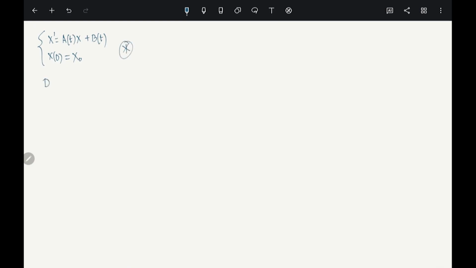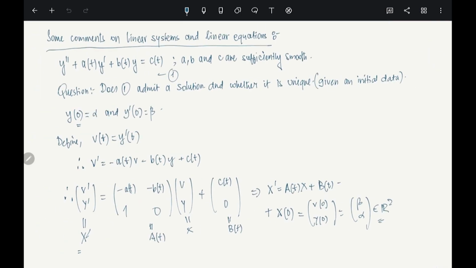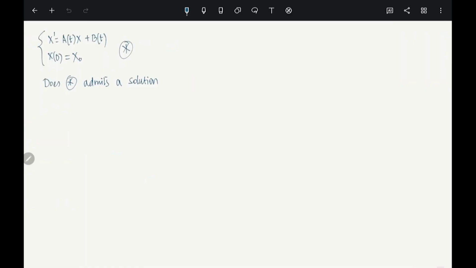So does star admit a solution? The problem boils down to this. If we know this, then we know that this sort of problem always has a solution. So how do you get something like this? Also the question is whether this problem is well posed or not. Does it fall in this category, x prime equals f of x, x(0) equals x0? If it does, then we know that if f is C1, then all of this is done.